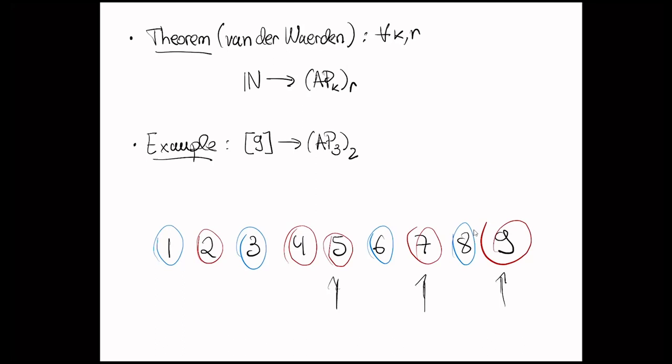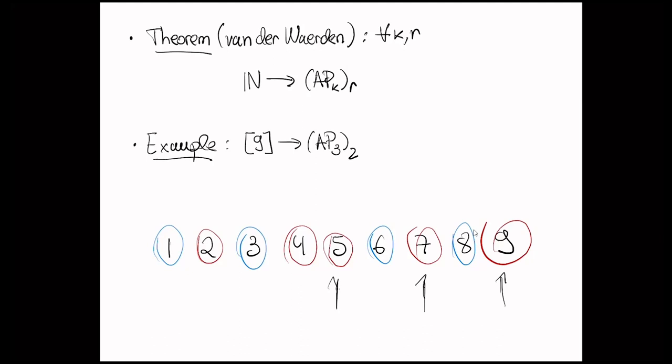So, but it's a fact, right? If you have the first nine integers and you color with two colors, no matter how, you're going to find an arithmetic progression of length three. Okay? So I think that this is enough for us. What I think it gives is some sense of what a Ramsey statement is, right? So you want a property, you color a larger structure with some colors, and you obtain a monochromatic substructure of the one that you start with.